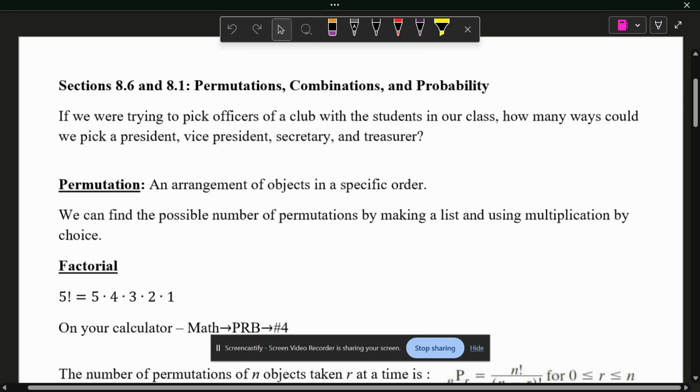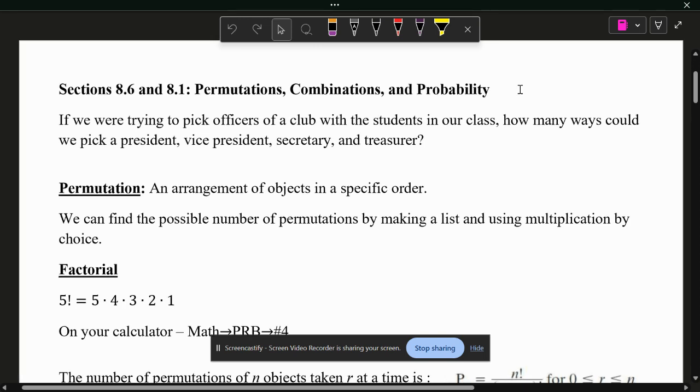Hey everyone, welcome. We are talking permutations, combinations, and we're going to talk a little bit of probability today. The big ticket item that you need to know is permutation, order matters. So it's all about placement. Combination, order does not matter.